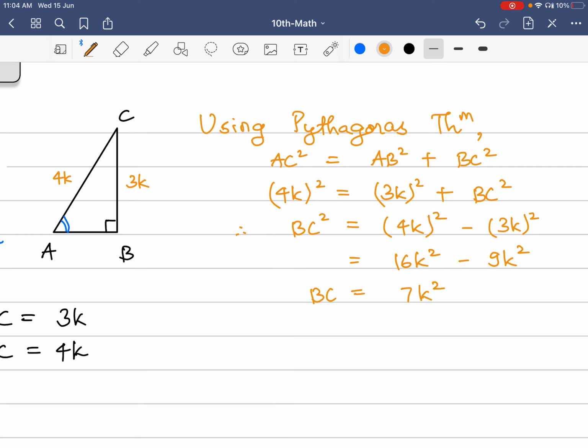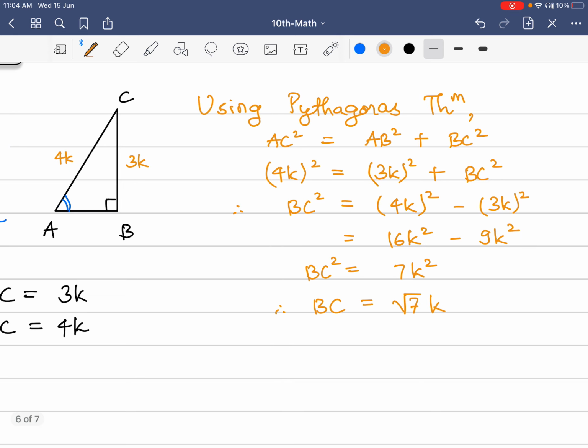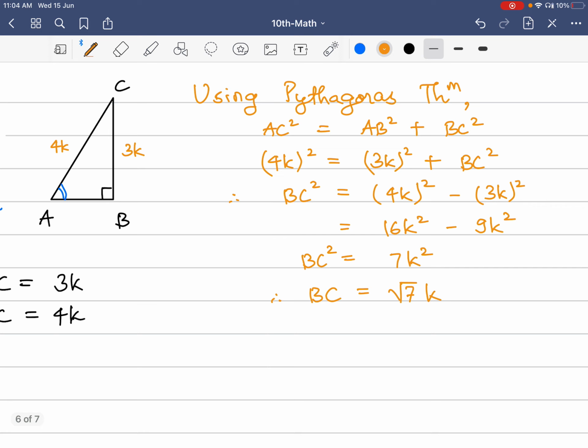This is our BC square, and therefore BC is equal to under root of 7k. So I'm going to make a note of that point here. Oh, I think I made a mistake. Okay, hold on. BC was already known to us. We wanted to find AB. Okay, let's quickly rectify this.